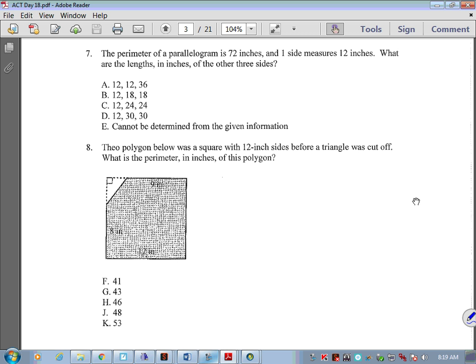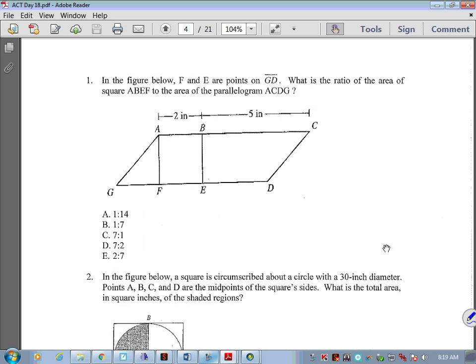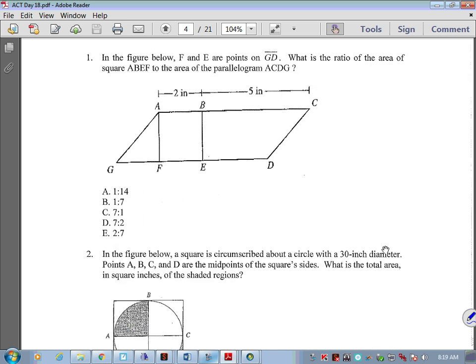Okay. Let's see. Number 8 is H, 46. And then area of polygons. Number 1 is E, 2 to 7, or 2:7, or 2/7. There's a lot of different ways that you can make that ratio or scale factor.